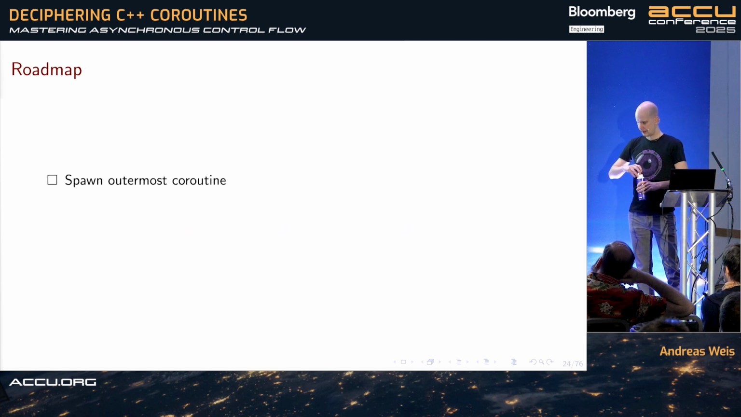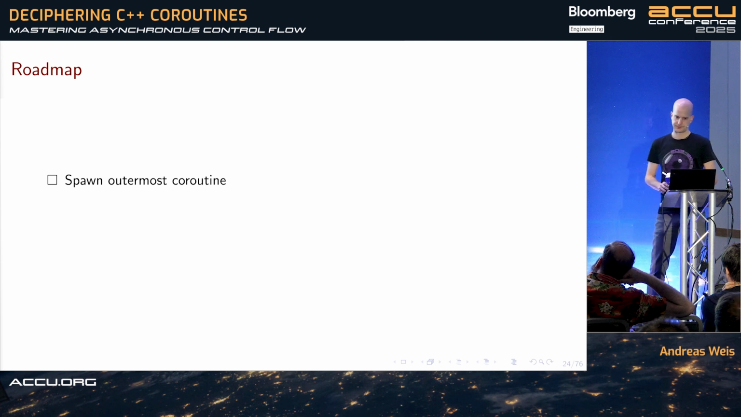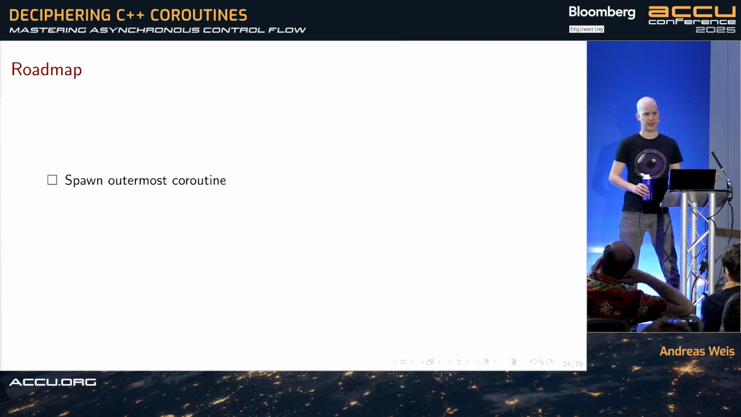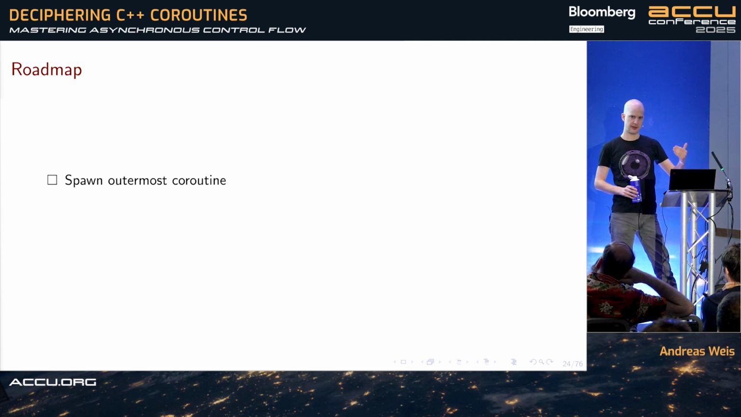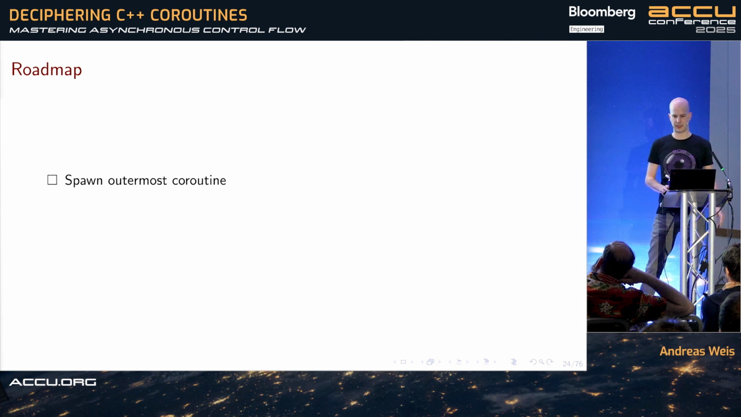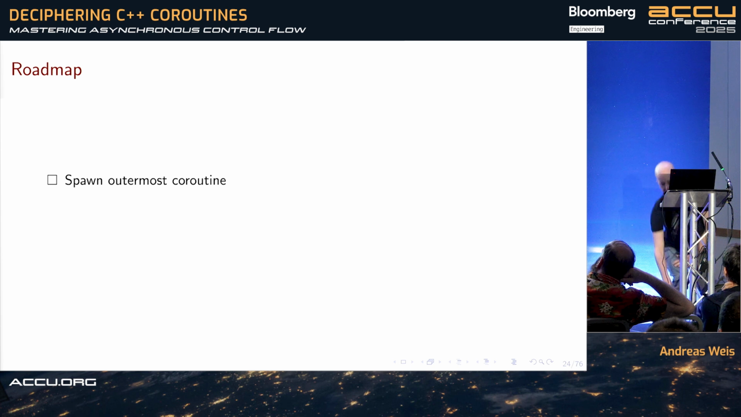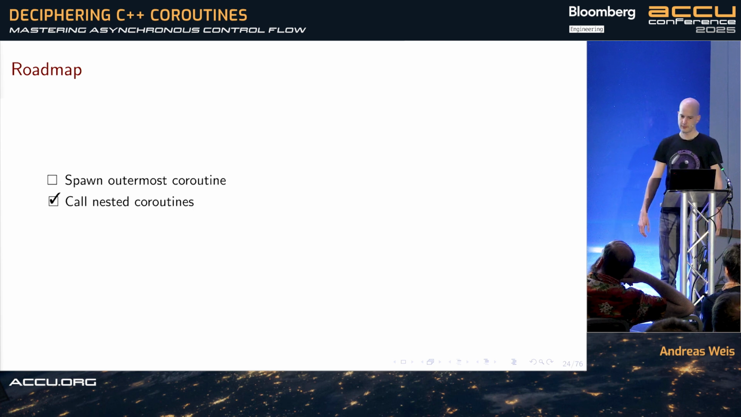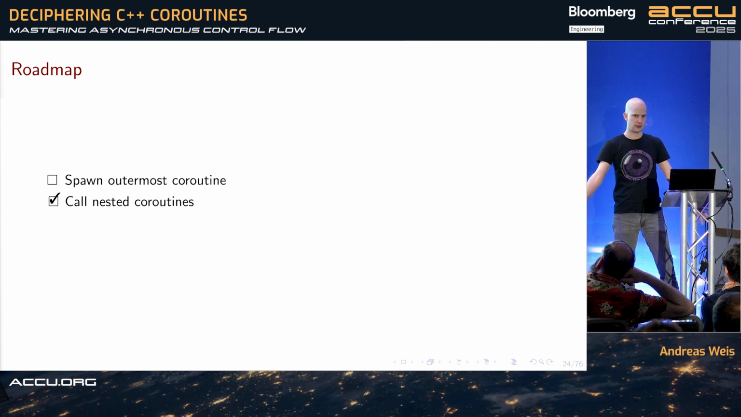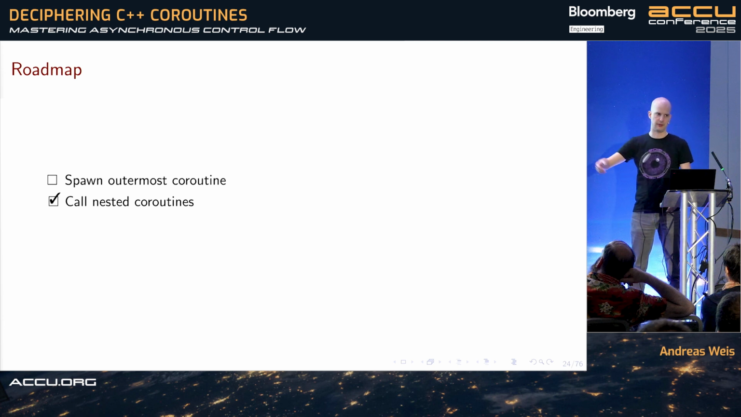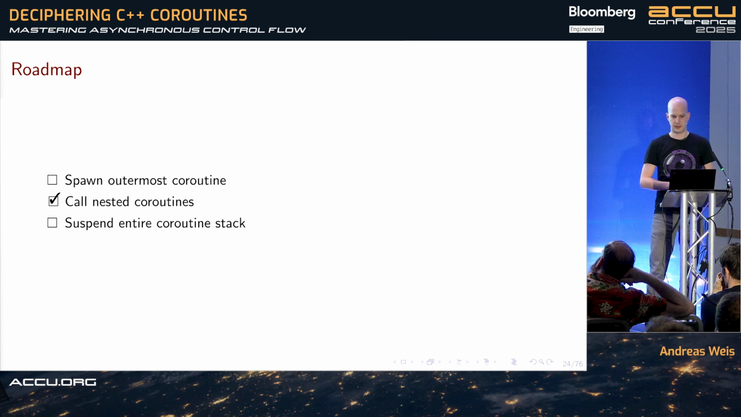So let's try to get an overview of how to do this. If you are like me and you come from a threading background, and that's your mental model of how to do things, you might come up with a roadmap similar to this. You want to start by spawning your task, spawning the outermost coroutine. Then you call all of the nested coroutines, and that's trivial, right? That's just function calls. So we don't even need to do anything special here.